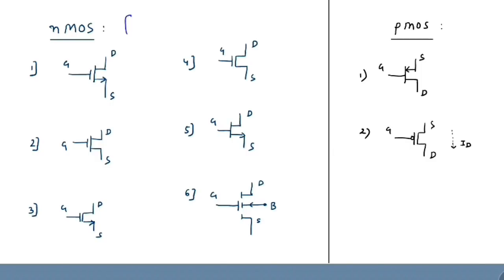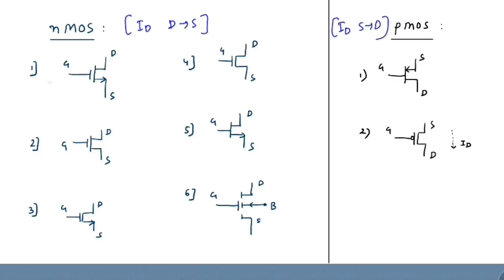Now N-type is simple because the drain current flows from drain to source in the N-type. In the P-type, the drain current flows from source to drain. So these are the two types. You can differentiate very easily by just looking at the flow of the current. Simple. So this is the basic difference. But when I talk about competitive examinations, the GATE examination, you should know the varieties of symbols of NMOS and PMOS. So now we will study that.